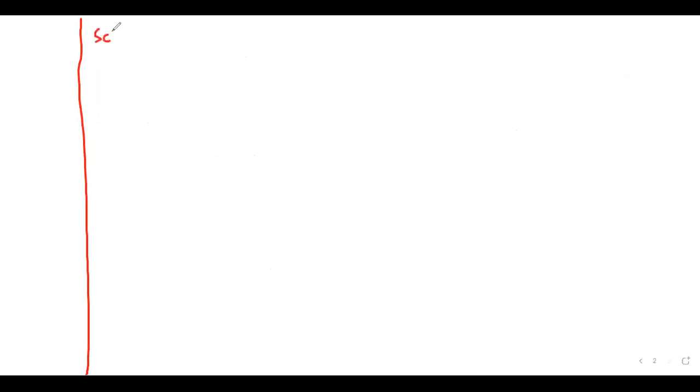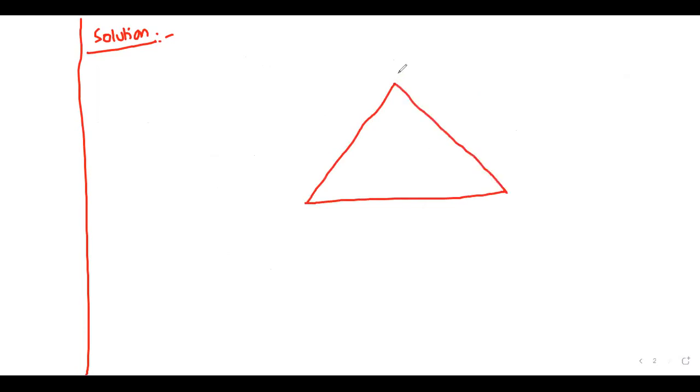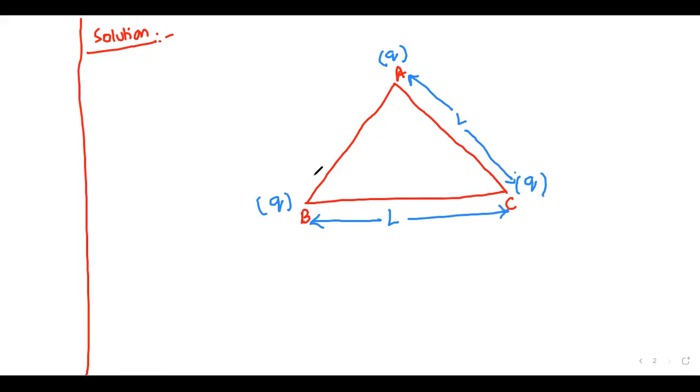See the solution. Let us consider an equilateral triangle having the vertices A, B, and C. They gave that at each vertex we have a charge Q. Now the side of the equilateral triangle, they gave, is L. According to the properties of an equilateral triangle, all the sides are equal.